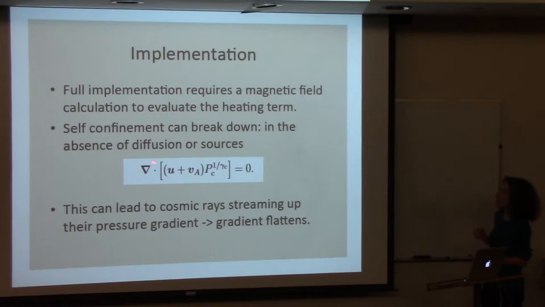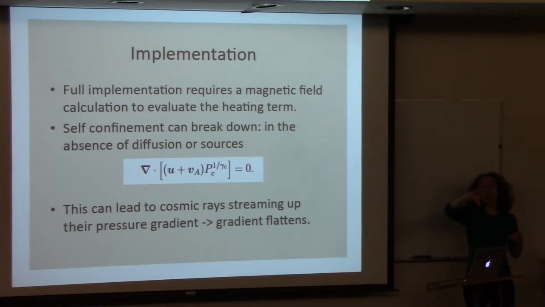Imagine for a second that u is actually 0, and the outflow speed is decreasing as the cosmic rays stream along because, say, the gas is getting more dense. So you're streaming into a cloud, the gas is getting more dense, the outflow speed is going down. That implies that the cosmic ray pressure must be going up to conserve this quantity. That would predict that the cosmic rays are streaming off their density gradient. But that's wrong. So what happens? And this is not a new problem. It was pointed out by Skilling in the 1970s.